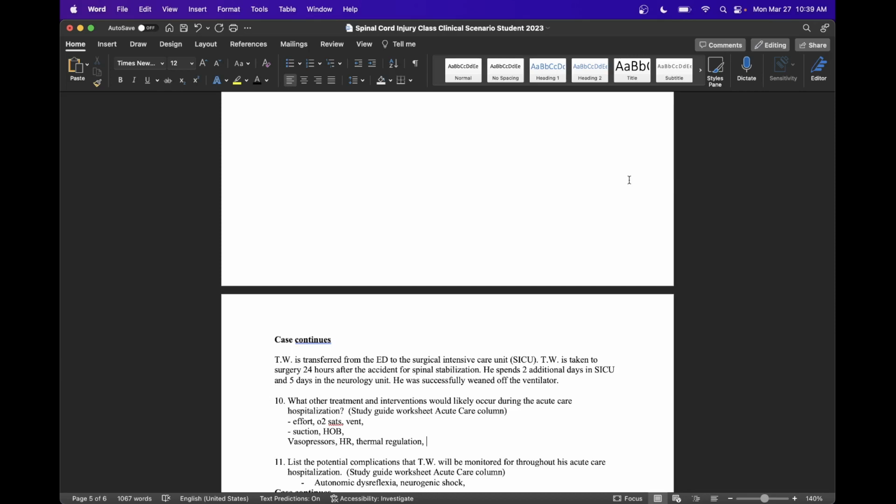So the GI, we talked about hypomotility for anybody with an injury T5 and above. So T4, T3, T1, cervicals. Anybody T5 and above.